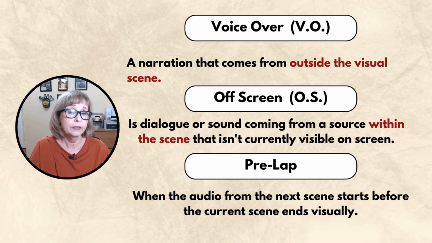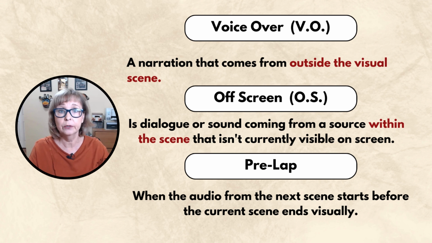Then we have something that is off screen. Something that is off screen is happening within the scene. For example, character A is looking out the window, and he's on screen, and then you have character B from behind him saying, "What are you looking at?" That would be considered off screen because it's within the scene itself. Another off-screen scenario would be a toilet flushing. It's within the scene, but it's off screen because you're only hearing the toilet flush.